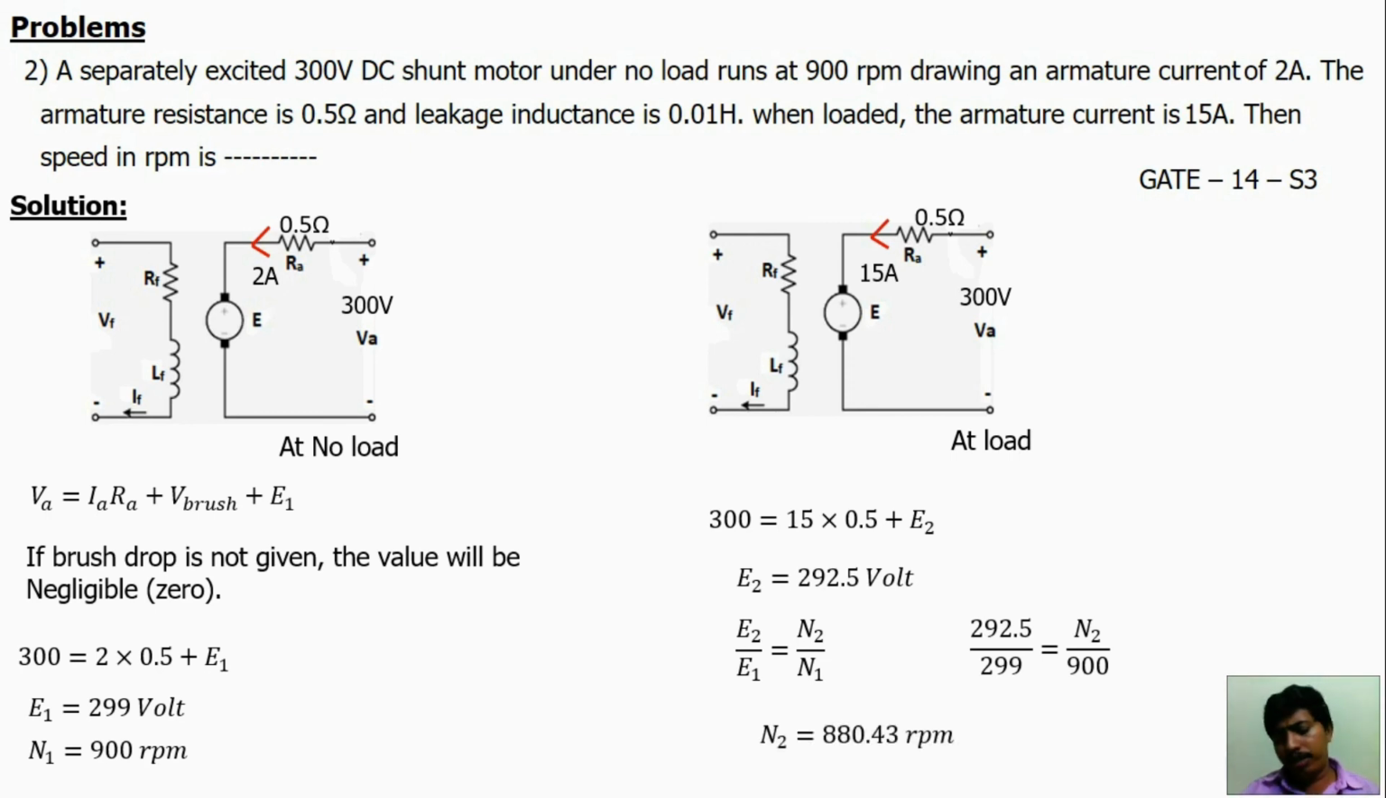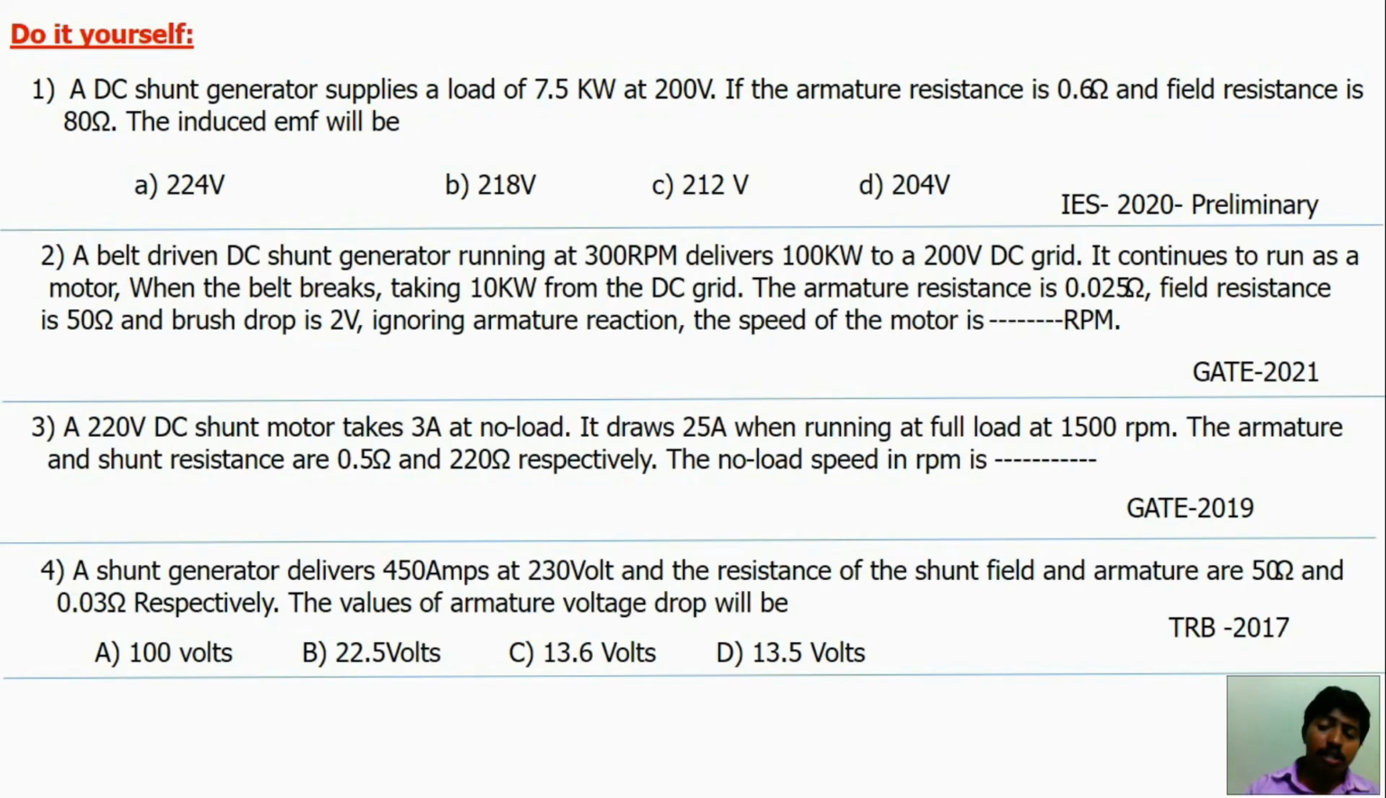Now do it yourself. Four questions are listed. The first question was asked in the IES 2020 preliminary examination. The second question was asked in the GATE 2021 examination. The third question was asked in the GATE 19 examination. The fourth question was asked in the TRB 2017 examination.